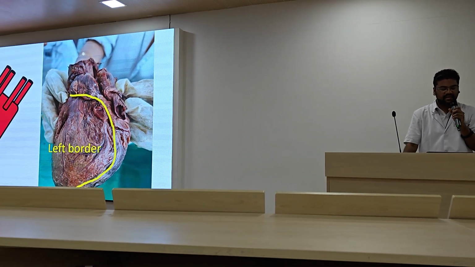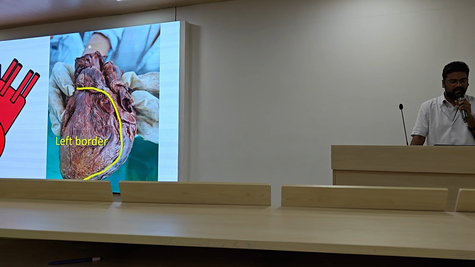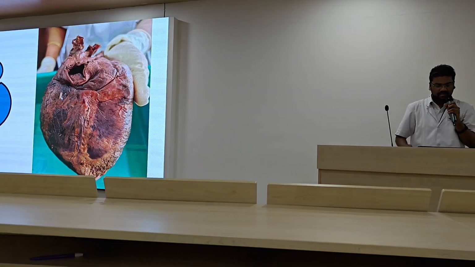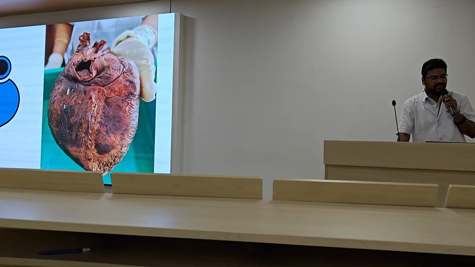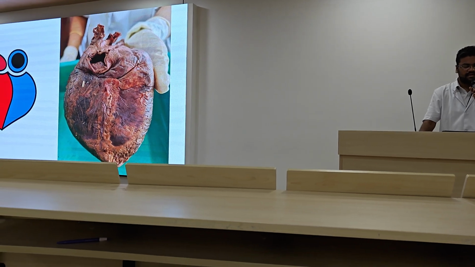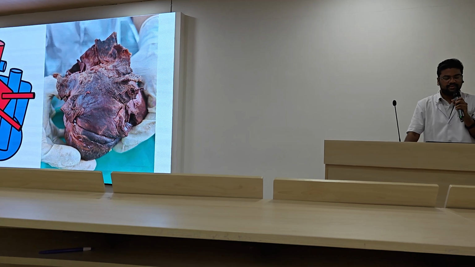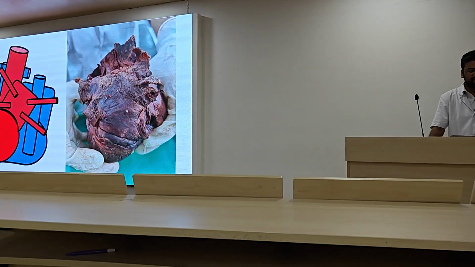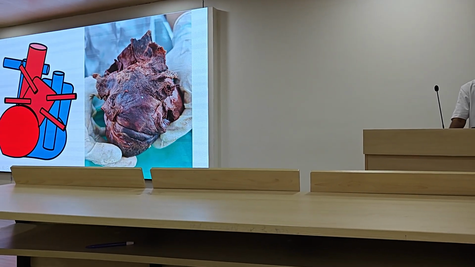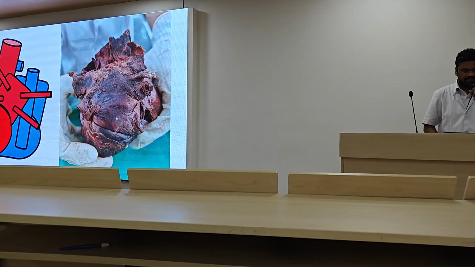Then you have the left side of the heart, with the left border formed by the left ventricle and the left auricle, as clearly demarcated here. And the diaphragmatic or inferior surface of the heart, majorly formed by the left ventricle and minorly by the right ventricle. And of course, the base or the posterior surface of the heart, where you can appreciate the left atrium along with its incoming pulmonary veins, and part of the ventricles and other chambers as well.